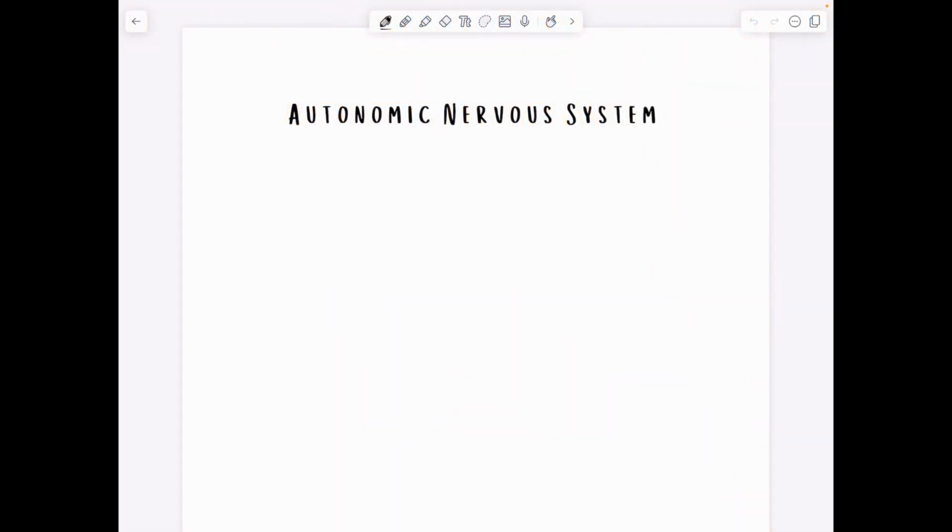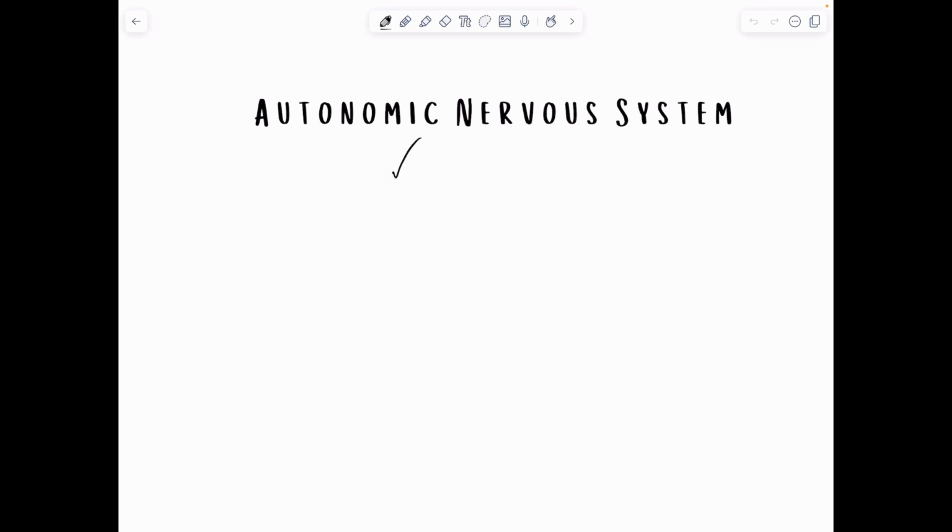Now, the autonomic nervous system is designed for our survival. These things happen automatically. We don't have control over them, but some of our choices can impact these systems. The autonomic nervous system is divided into two separate systems. We have our sympathetics, which are also known as our fight or flight system.